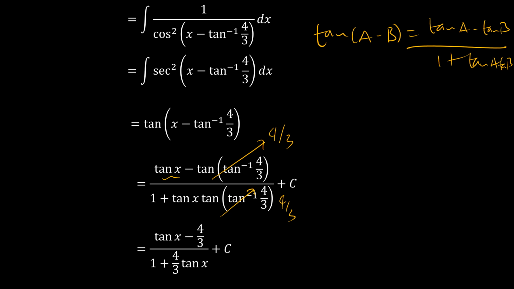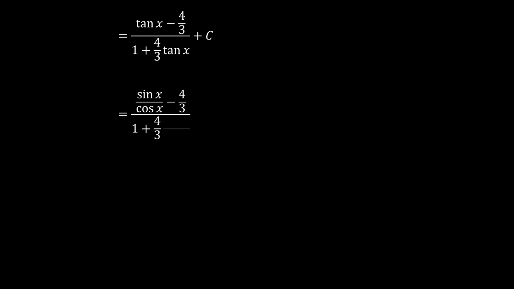So in essence, we have tangent x minus 4 over 3 over 1 plus 4 over 3 times tangent of x. Let's try to express tangent x in the form of sine x over cosine x and see how that translates. Tangent x is sine x over cosine x, so we have sine x over cosine x minus 4 over 3 over 1 plus 4 over 3 times sine x over cosine x. And then now we can multiply both the numerator and denominator by 3 cosine x. So we do have 3 sine x minus 4 cosine x over 3 cosine x plus 4 sine x.